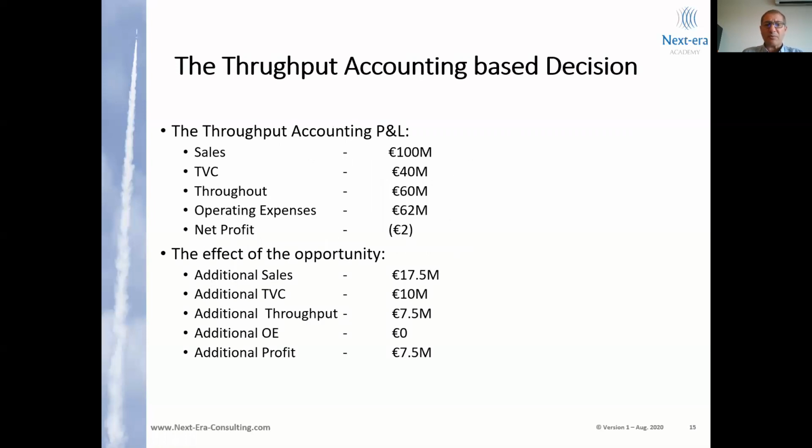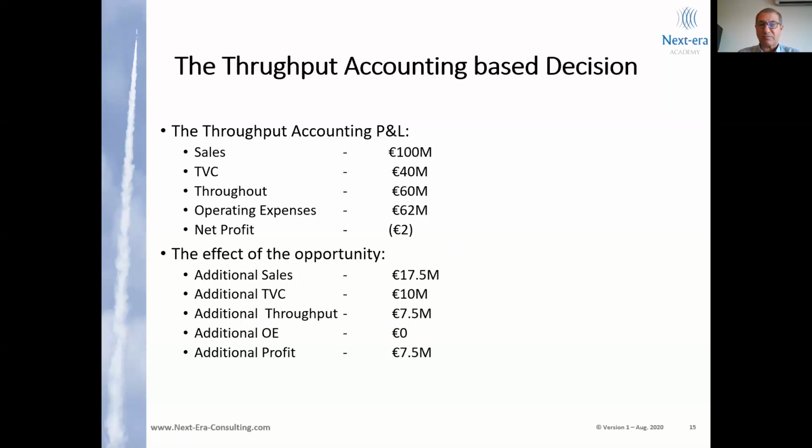Let's look at it from a throughput accounting view. Sales are 100 million. Truly variable cost is 40%, which is 40. Leaves us with a throughput of 60 million euros. Operating expenses of 62 million euros. Net profit, 2 million euros loss. This is before the decision.